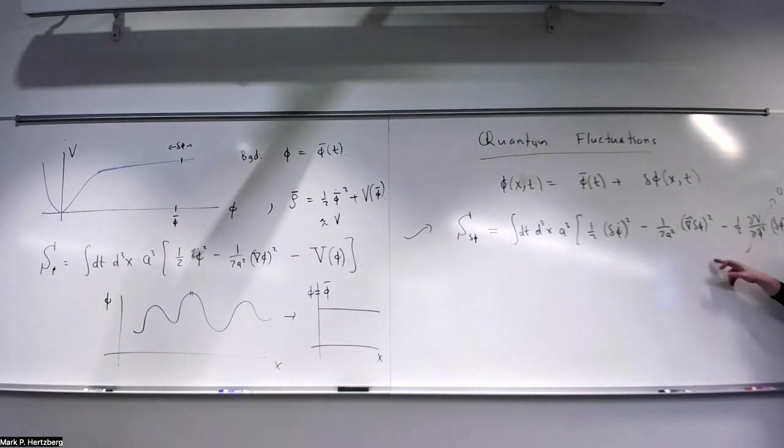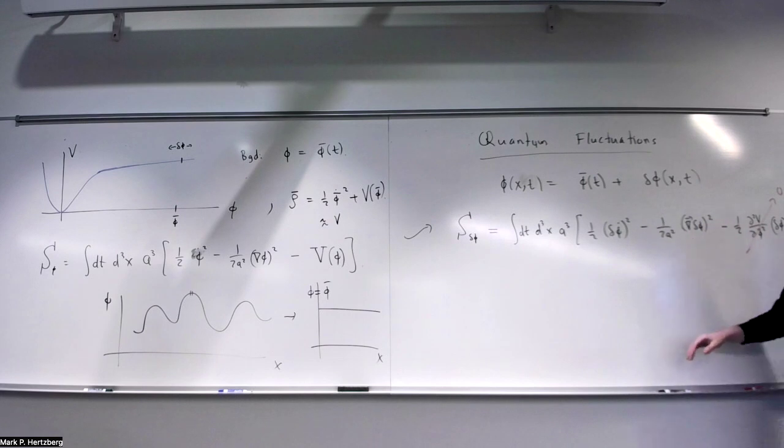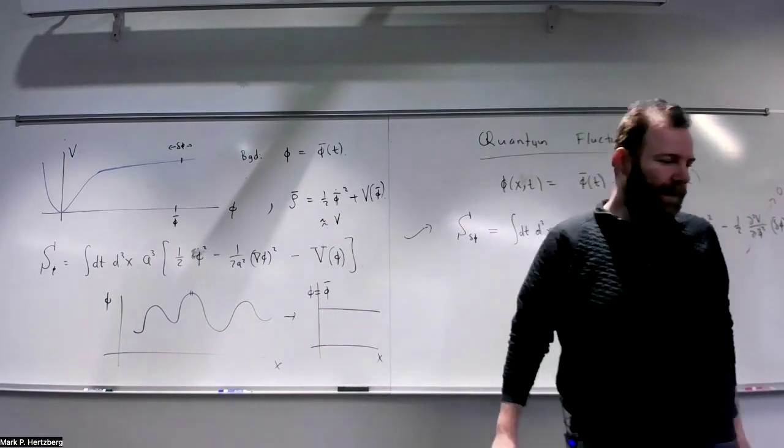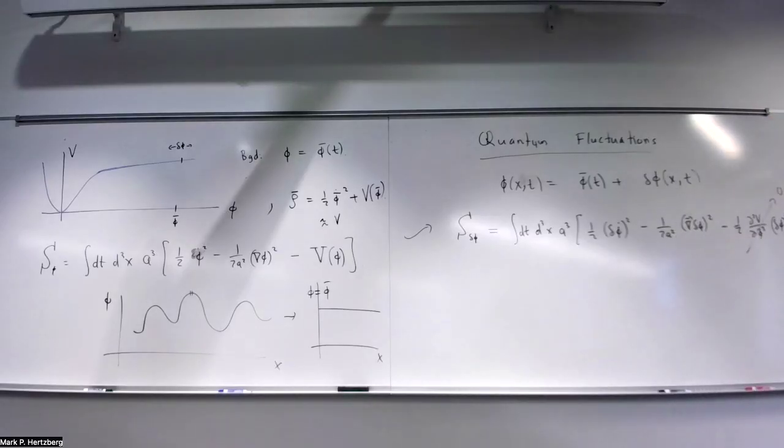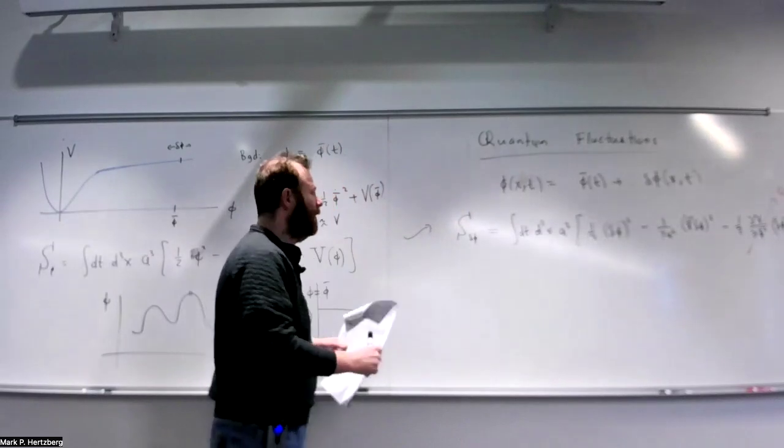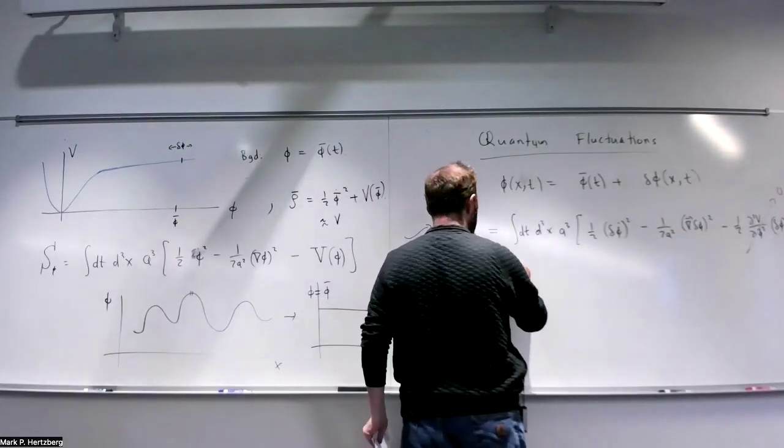Okay, just quadratic, time derivative squared, spatial derivative squared. All right. So for this thing, we're going to pass to k-space.